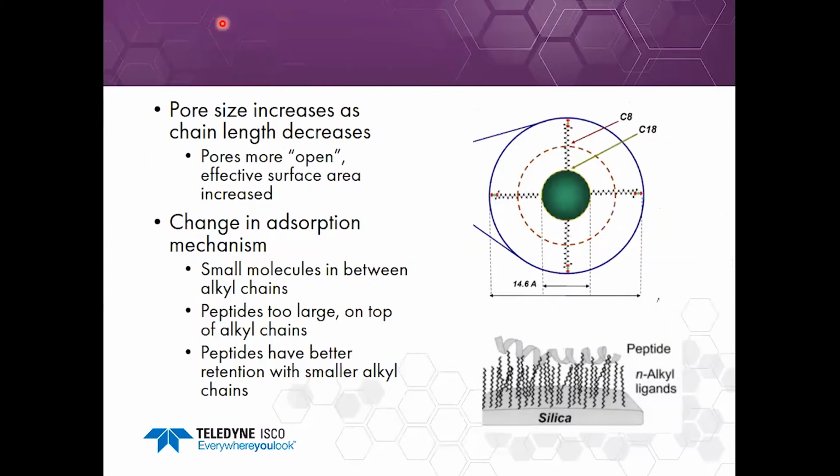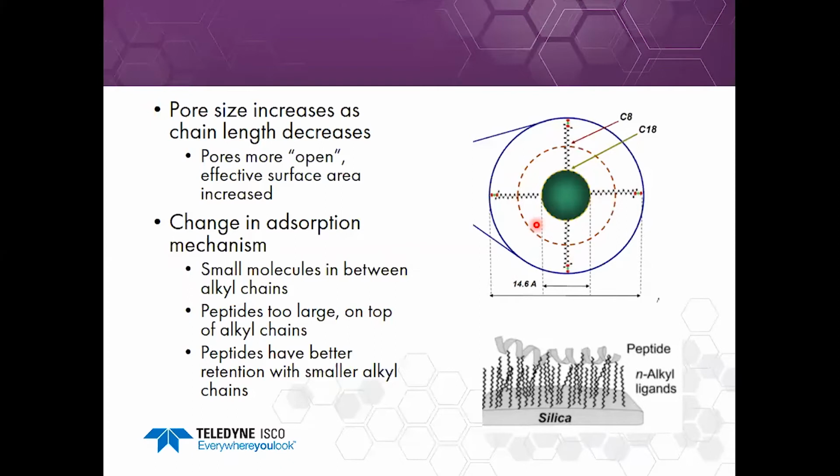Why does this happen? The reason for this is the pore size increases as the chain length decreases. So we look at a pore here on a C18 column, and the green represents the area that's accessible to the peptide. We go to a C8 and we open up that pore considerably. And then for C4, that pore gets opened up even more. So as we shorten the chain length, we make the pores larger and we create a higher effective surface area.